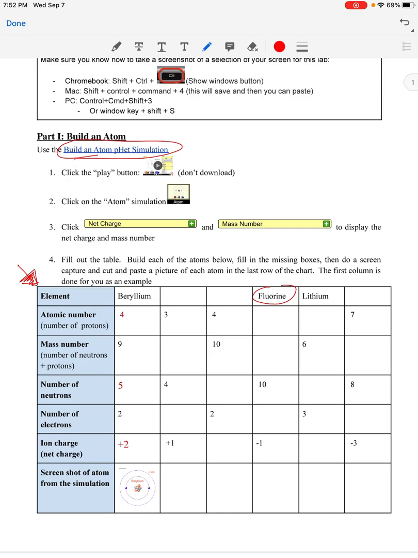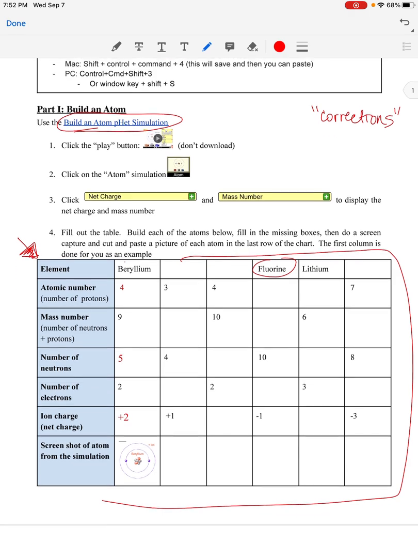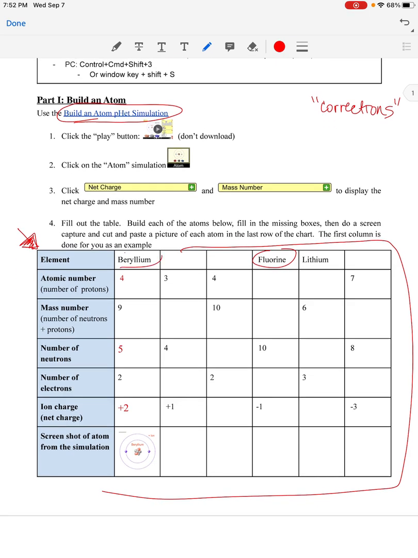So I also posted on the Google Classroom something called corrections to Build an Atom Lab. So go into the corrections and copy the missing information from the chart so that your chart is complete, so you have enough information to solve these mystery things. Okay, so we're going to start here with beryllium. I've done the first one for you, so these red ones are the right answer. So what we're going to do is go in and see how we got those answers.